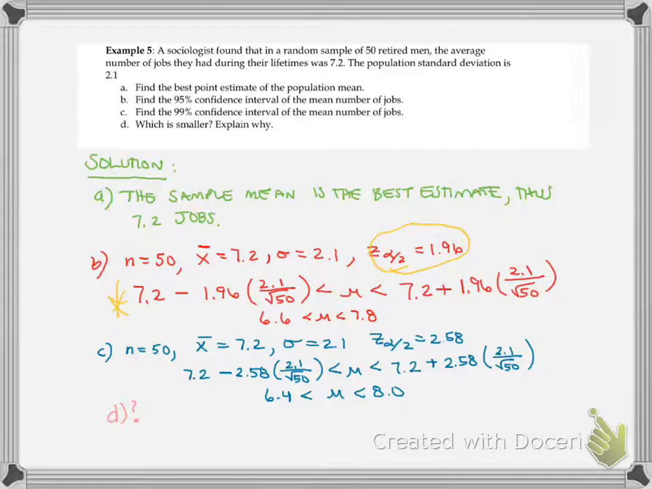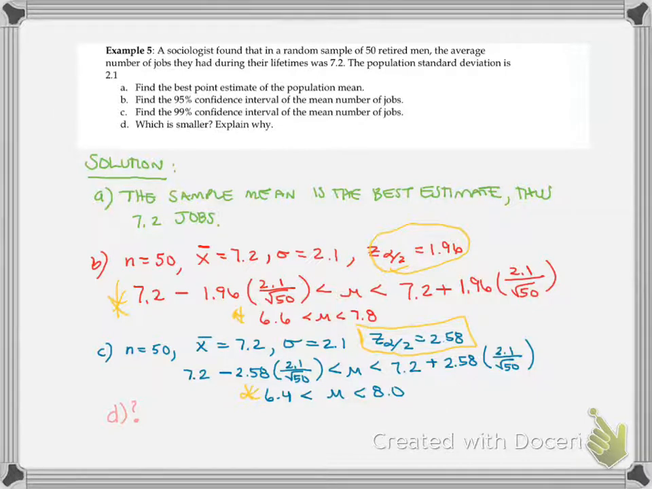So if we plug it into our formula for the confidence interval, you should have received that mu is between 6.6 and 7.8. Okay, and then C, find the 99% confidence interval of the mean number of jobs. Here, the N, X bar, and sigma stay the same, but now your Z sub alpha over 2 is 2.58. Plugging that into your formula, you should have received mu is between 6.4 and 8.0.